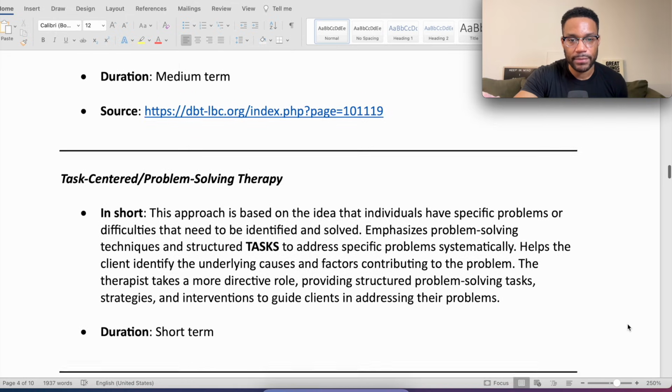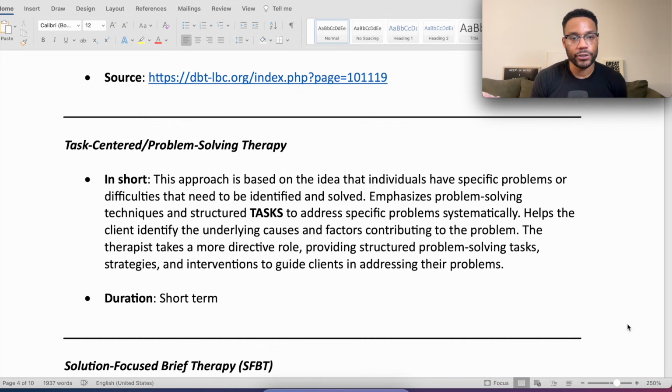Task centered slash problem solving therapy. So, in short, this approach is based on the idea that individuals have specific problems or difficulties that need to be identified and solved. Emphasizes problem solving techniques and structured tasks to address specific problems systematically. Helps the client identify the underlying causes and factors contributing to the problem. The therapist takes a more directive role, providing structured problem solving tasks, strategies, and interventions to guide clients in addressing their problems. And the duration is typically short term.